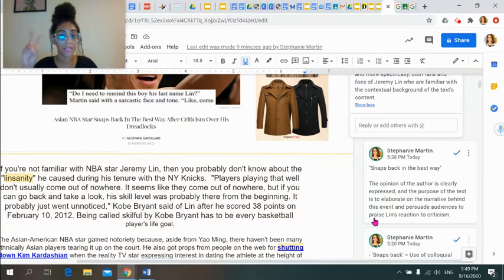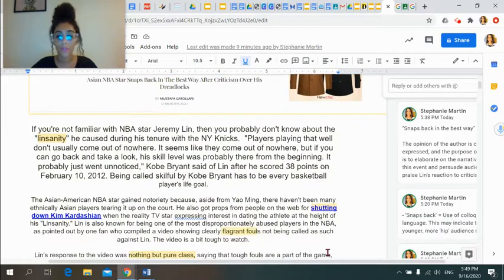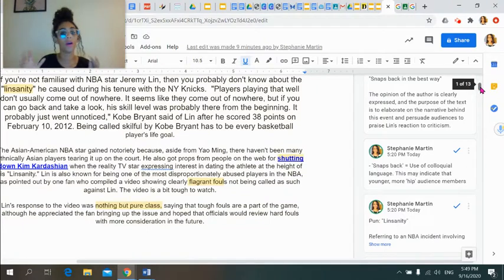So by saying he snapped back in the best way after criticism, it means that the author is supportive of that, and I'm obviously going to hear more about that in this text. All right. The other thing that is important to draw your attention to is "snaps back" is a little bit of a colloquialism. It's informal as well. So you could say that it's use of colloquial language, and this can indicate to us that the audience might be a little bit more young and hip because they understand, I guess, that kind of lingo. So people like you guys.